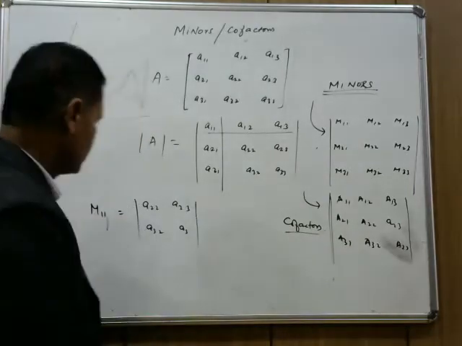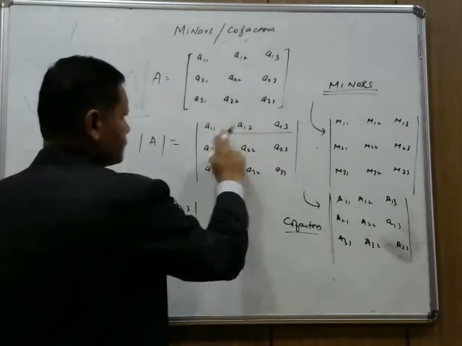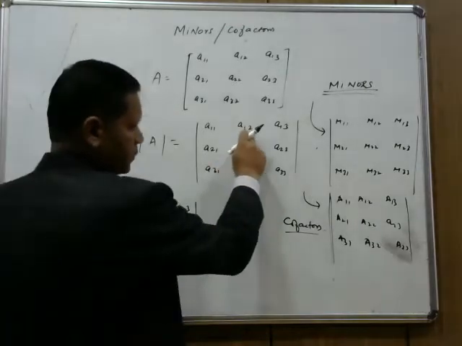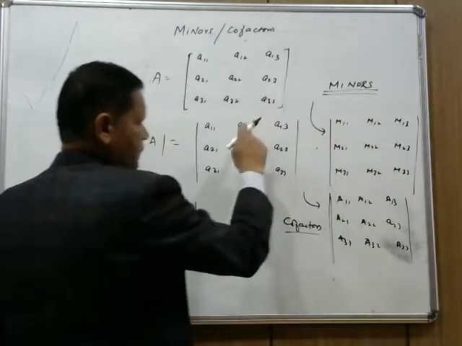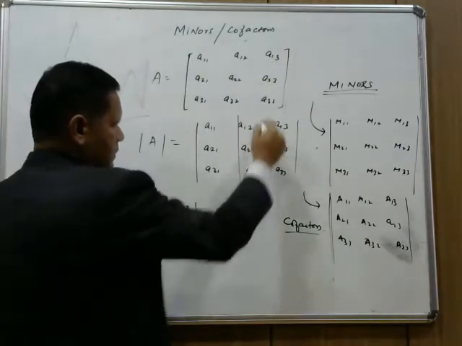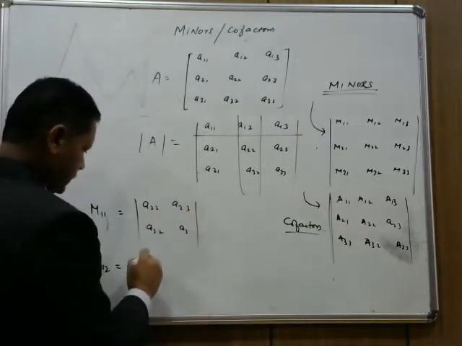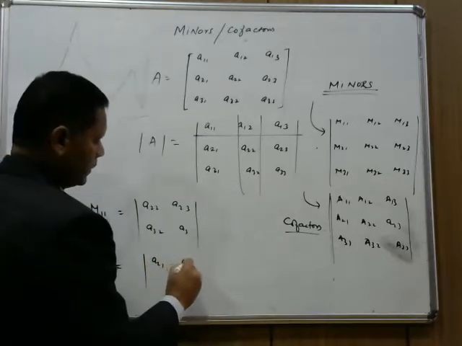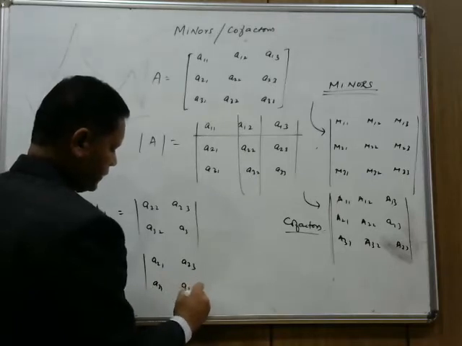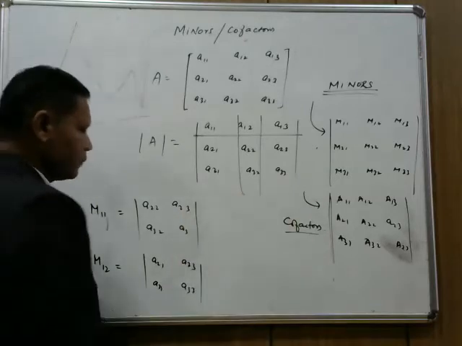Right? Now I have to find the minor M12. So now what will I do? For M12, the address is here, first row, second column. So now this row and this column will be left out. Therefore, M12 will have a21, a23, a31 and a33. This is the minor M12. Now we have to find the minor M13.